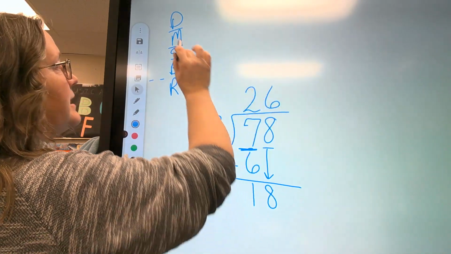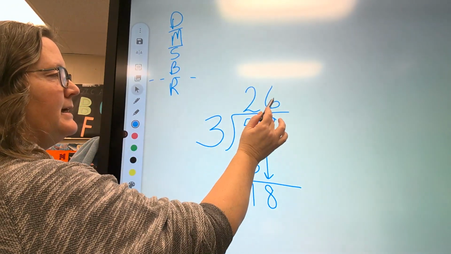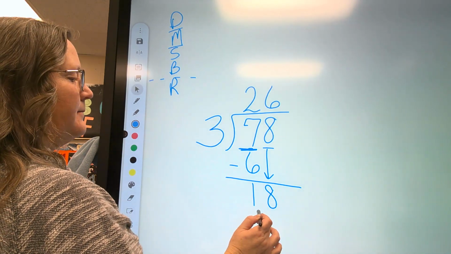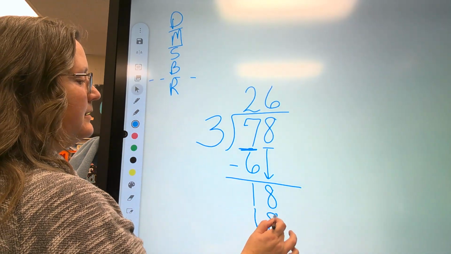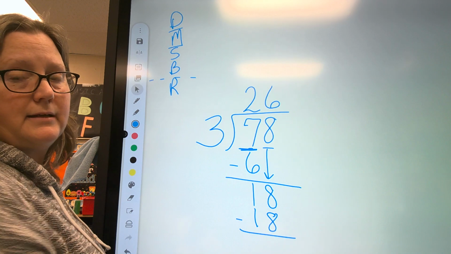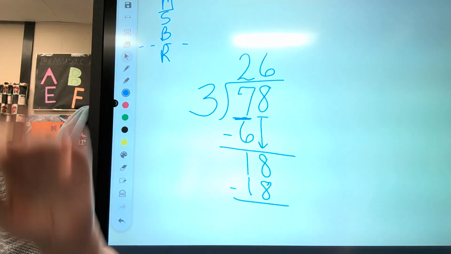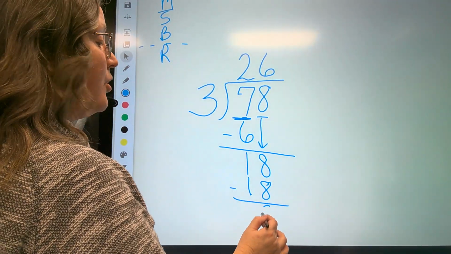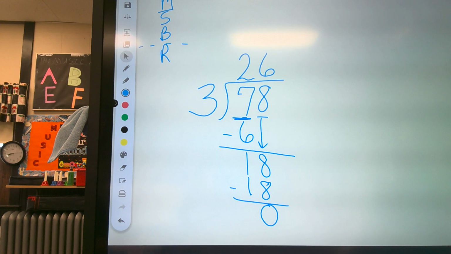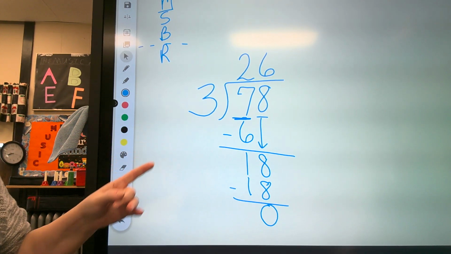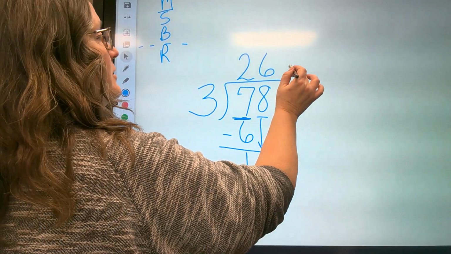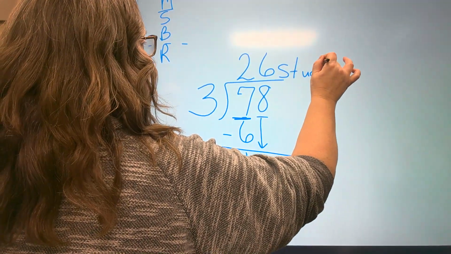6 times. And then I repeat, mother multiply. 6 times 3 is? 18. Sister subtract. 0. Move that down. So there's not a remainder. Sorry, Lux. It's just a 0. Nope, there's no remainder. 0 is no remainder. So my answer is, how many students will be in each classroom? 26. 26 students.